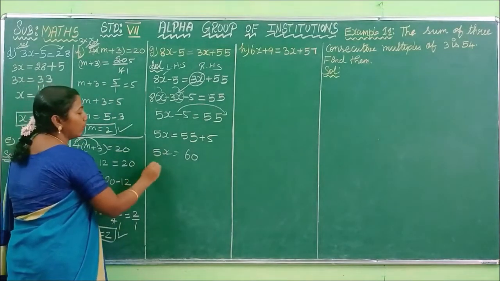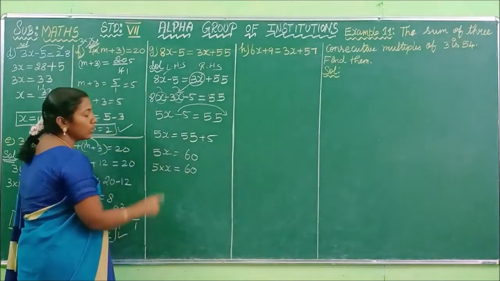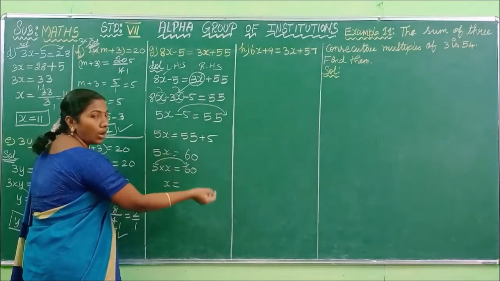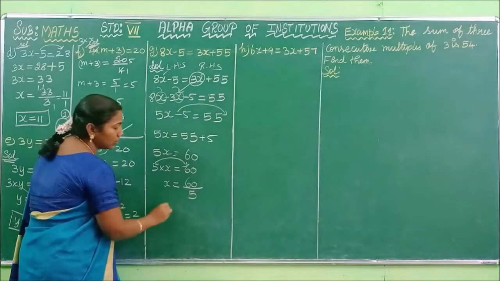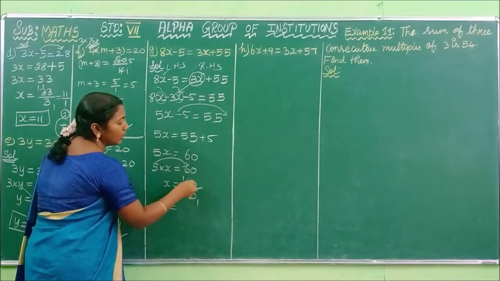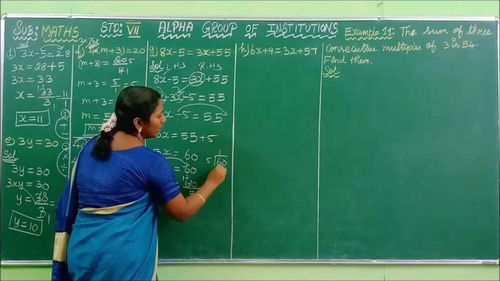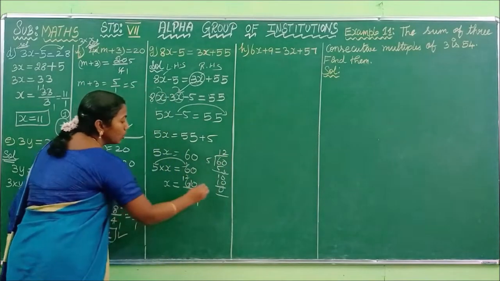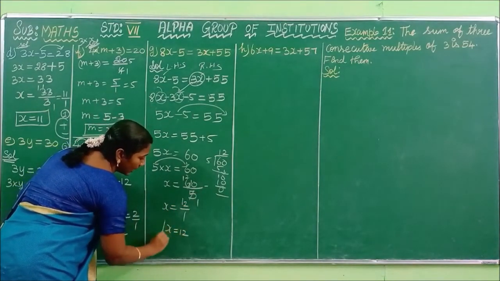What is the operation between 5 and x? Multiplication. So 5 into x equal to 60. So in order to find the value of x, we are bringing this 5 from LHS to RHS. So its operation is reversed. That is division. So x equal to, divide the 60 by 5. 5 ones are 5, remainder is 1. 5 twos are 10. So 12. So 12 by 1. So it can be written as 12. Thus our answer is x equal to 12.